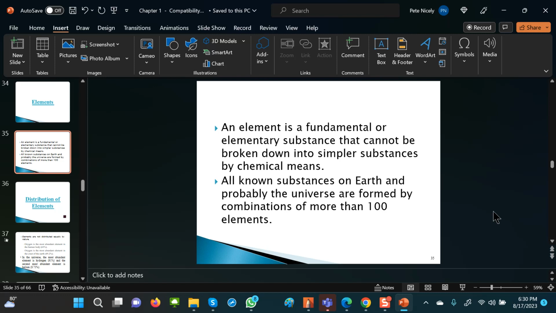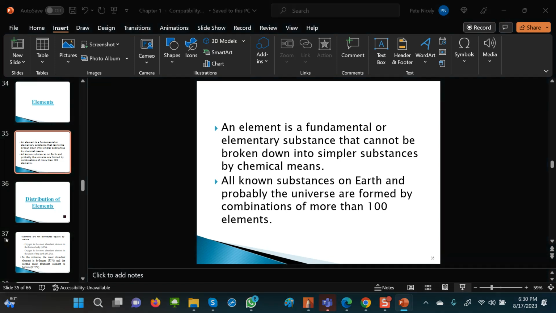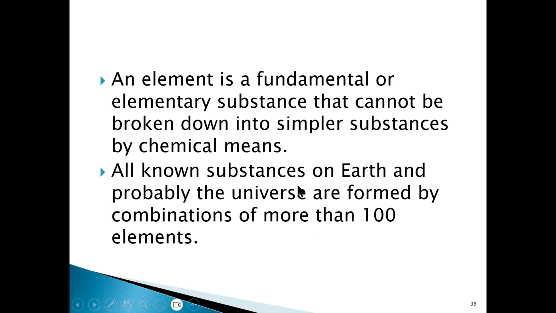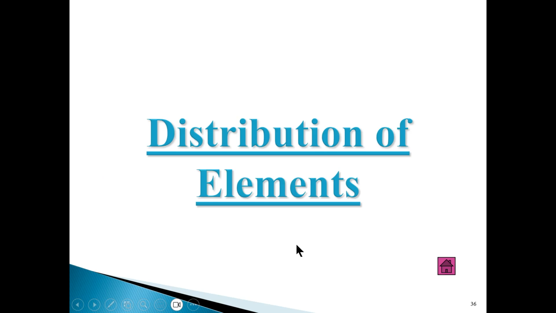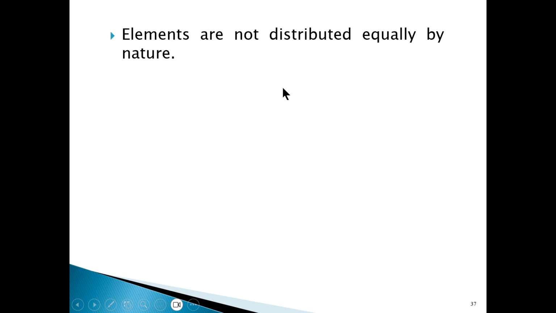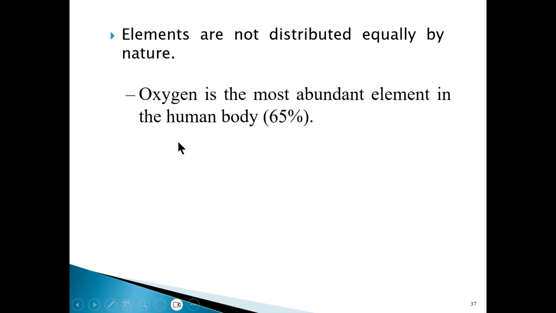Now, well, basically elements are the fundamental building blocks of pretty much anything material. And as stated here, all known substances on Earth are formed as a result of a combination of more than 100 elements. Now, as far as how the elements are distributed in different locations, it depends on where we're talking about, because there's no equal distribution of the elements in nature.